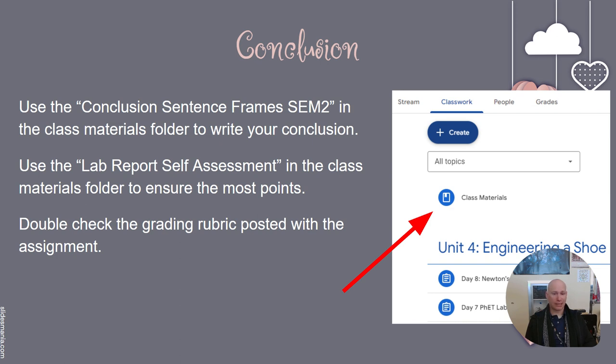And then the second is the lab report self-assessment. And again, that's going to help you guys see if you're missing anything, see if you need to do any changes right before you are done. The rubric, with the actual assignment itself, is another good place to look, just to make sure that you guys are getting the points that you deserve.